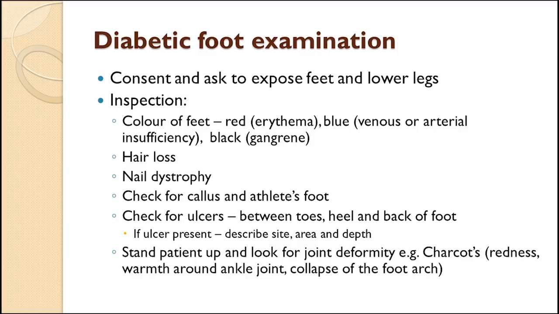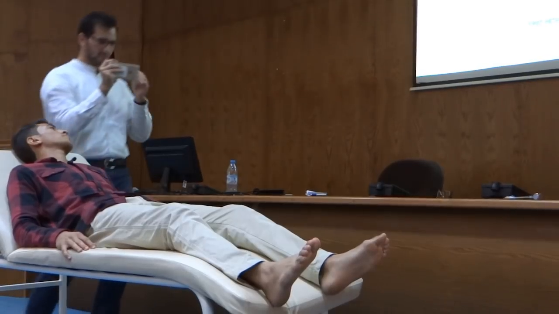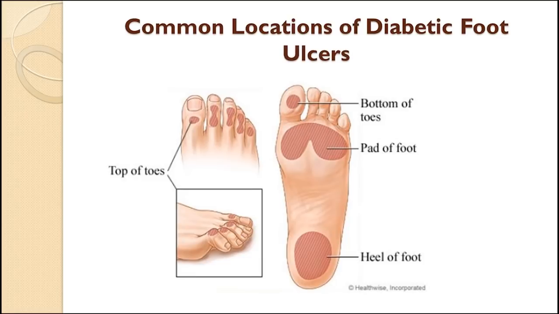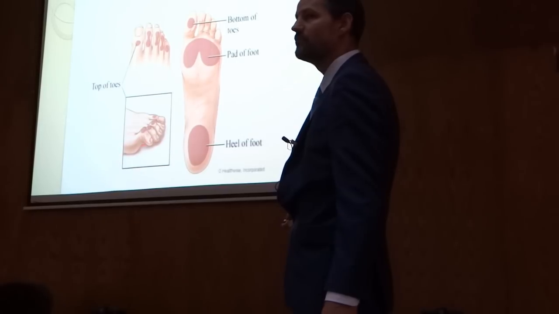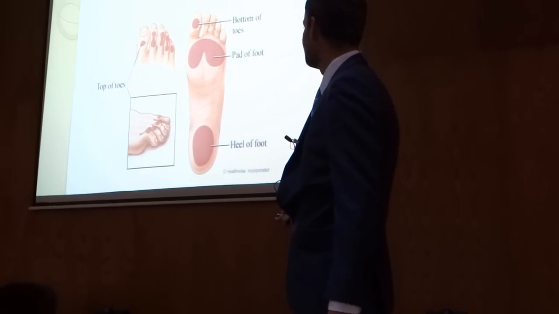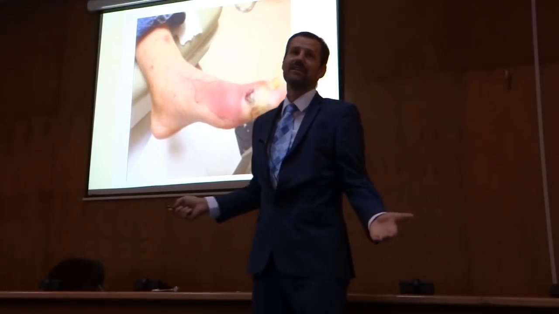So this is where the callus formation is, along here, tips of the toes. These are common places to get callus formation. Again, diabetic foot ulcers are in the same places, wherever you've got friction. The pad of the foot, the bottom of the toes, the heel of the foot, the dorsal of the toes here. And you see this claw toe here? That's a risk factor for ulcers because it's rubbing against the shoe. This is what we're trying to prevent.